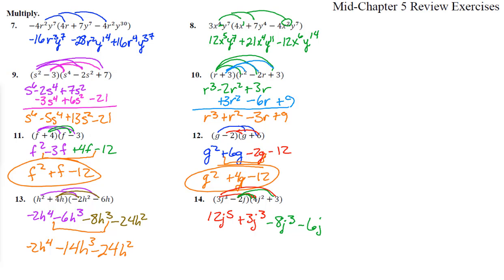Alrighty, can we combine any? Yeah, we got some like terms there. So these two go together, and we get 12j to the fifth minus 5j cubed minus 6j.